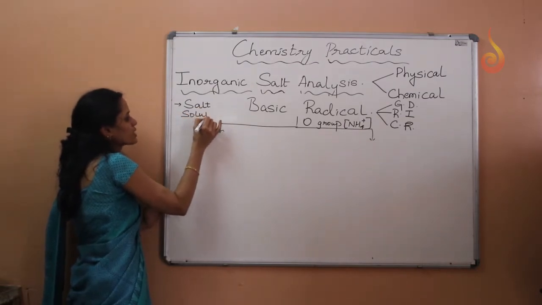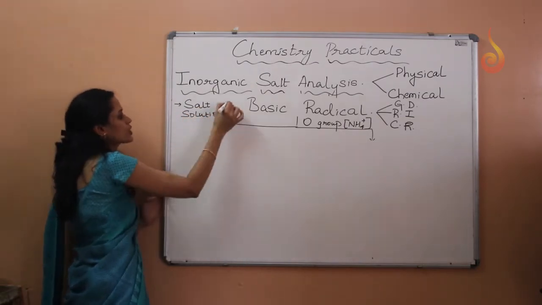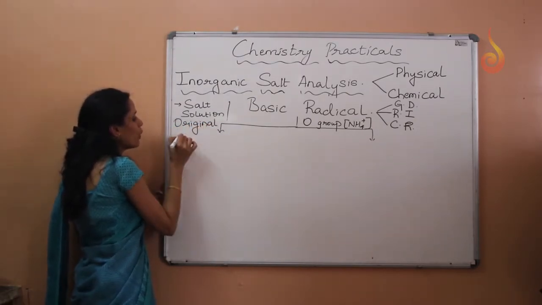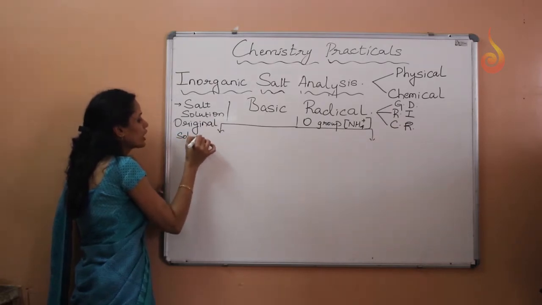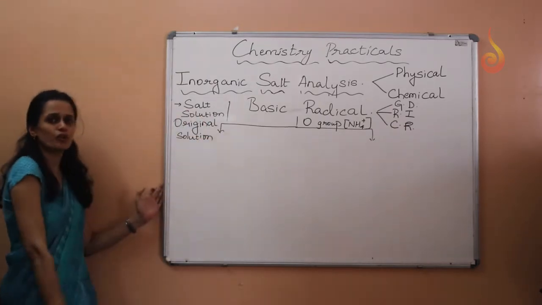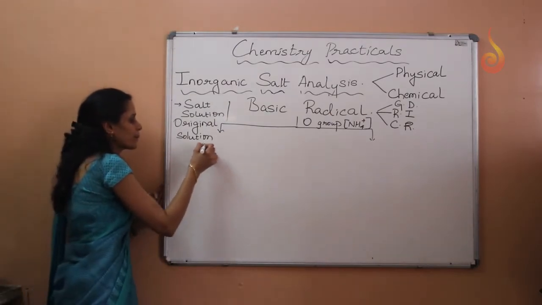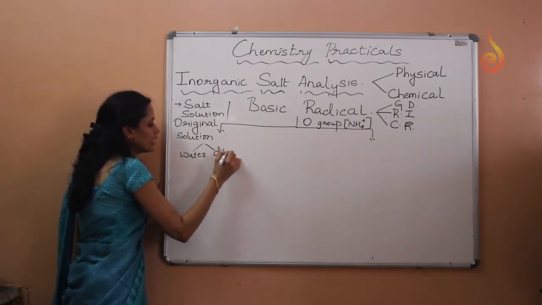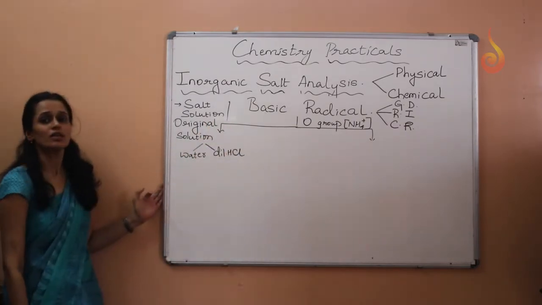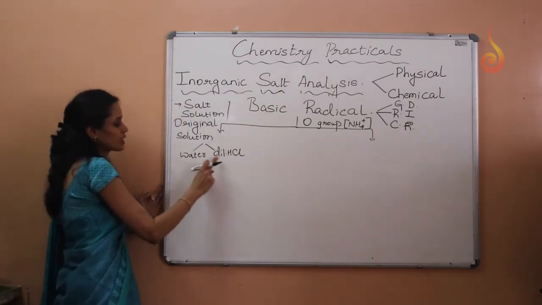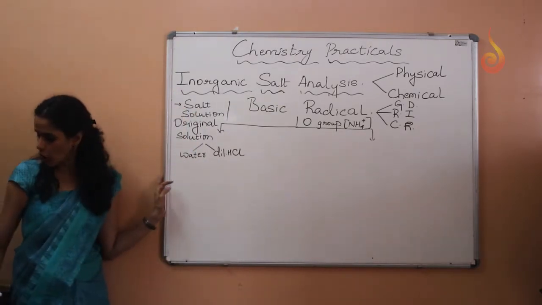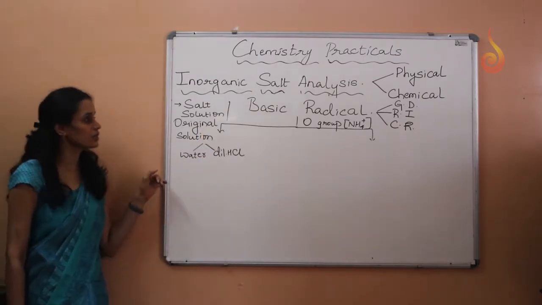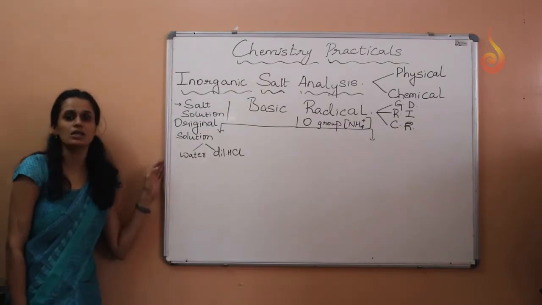Instead of calling it salt solution, we call it the original solution. Why do we call it the original solution? Because the solution of the salt can be prepared either by using water or dilute HCl. So in short, the solution of the salt depends completely upon the solubility of the salt. That's why we call it the original solution, not just salt solution.